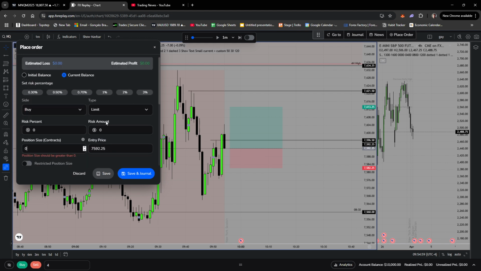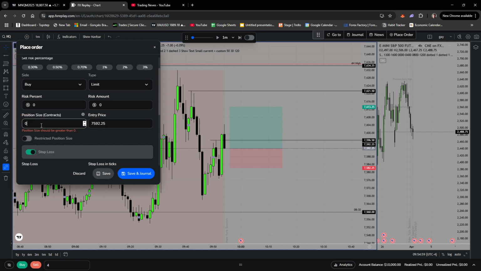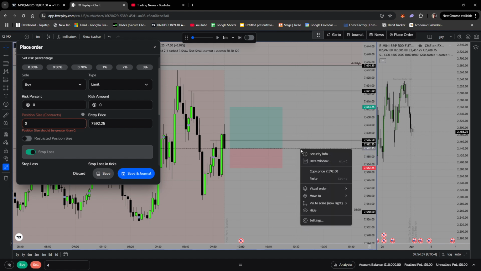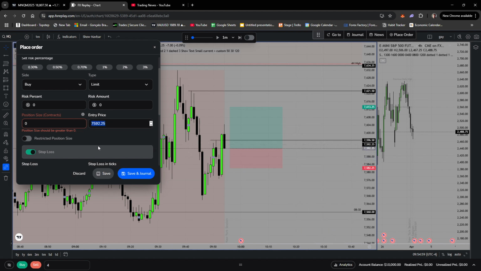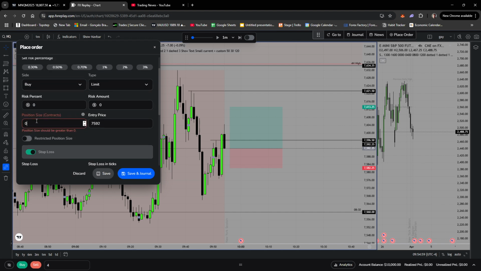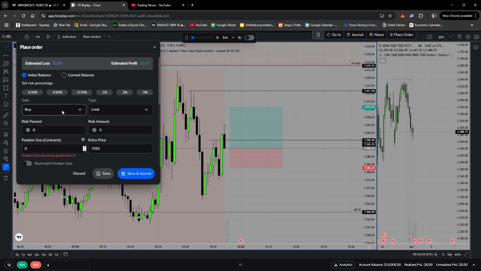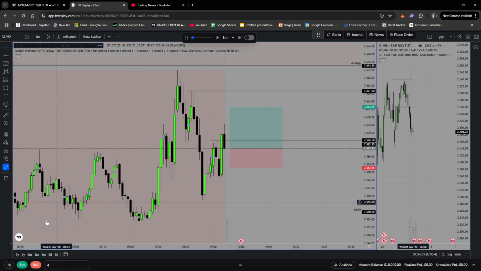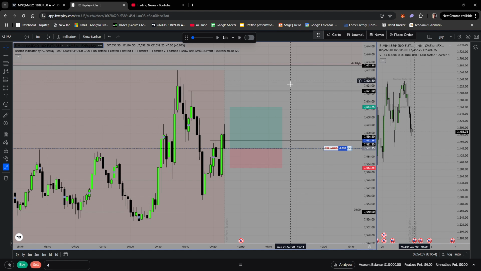Why is it not letting me place contracts? Initial balance. Okay. It's strange. Maybe we place it a tick lower then. Okay. It's time market order then. Fine. So we're going to place 4 contracts.